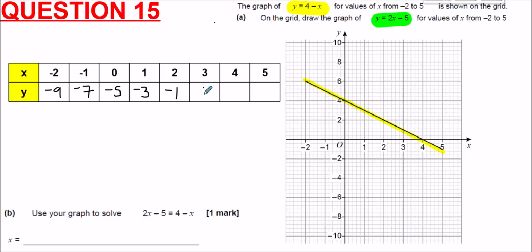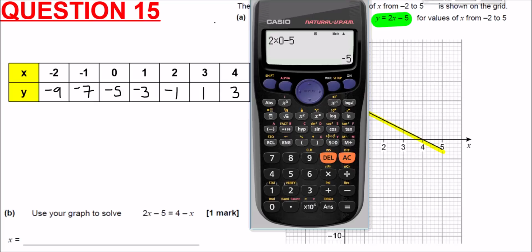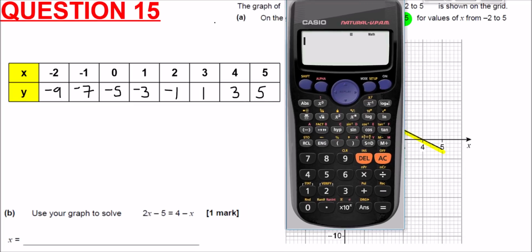And what you should find is that the values of y increase by 2 each time. And that's no coincidence, because the number in front of the x is 2. I'm just going to briefly show you how you could do your own table of values using a calculator. So if you're serious about mastering your calculator, this is worth paying attention to.